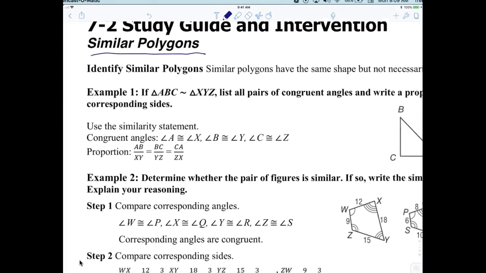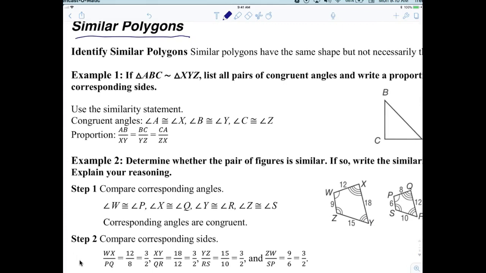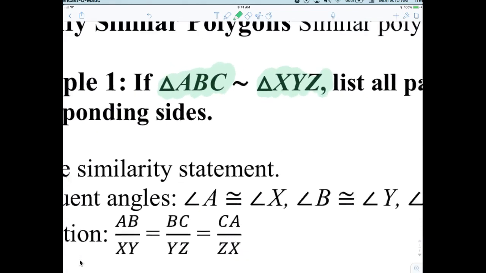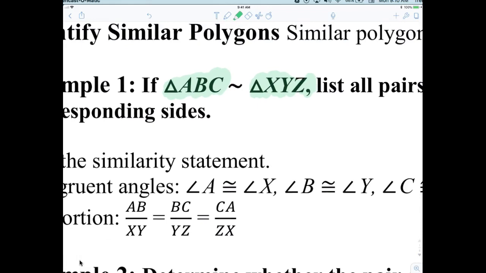Now, if somebody says to you, here is the symbol: triangle ABC is similar to triangle XYZ. What that means is that angle A corresponds to angle X. Is everybody hearing me? Angle B corresponds to angle Y, and angle C corresponds to angle Z. Angle A is congruent to angle X, angle B is congruent to Y, and angle C is congruent to Z. That's kind of like the congruent statement. The angles of similar figures are always congruent.